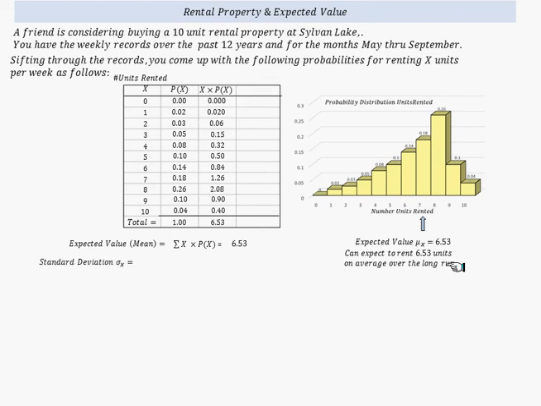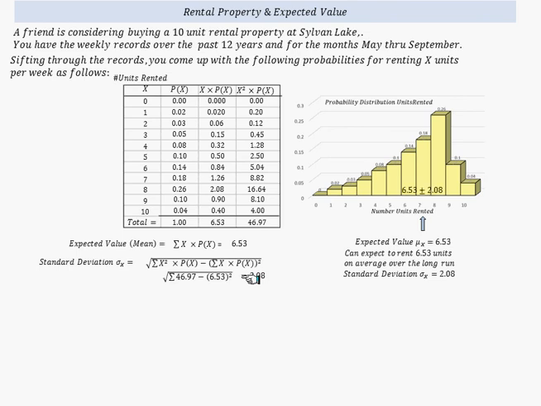That's per week. The standard deviation, x squared p of x, we need that column up here, and again we're simply multiplying the x by itself by p of x, coming up with this column, and this total x squared p of x is 46.97 minus 6.53 squared, that's 2.08. So that tells you that the variability about the mean of 6.53, 4.45 to 8.61, that's the likelihood of renting this many units per week over the long run, with 68% probability.